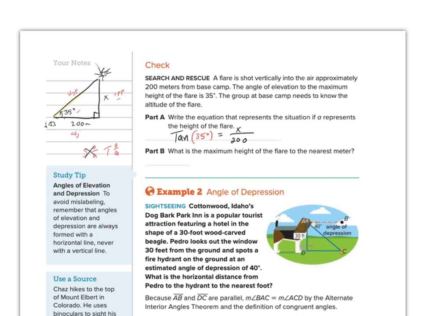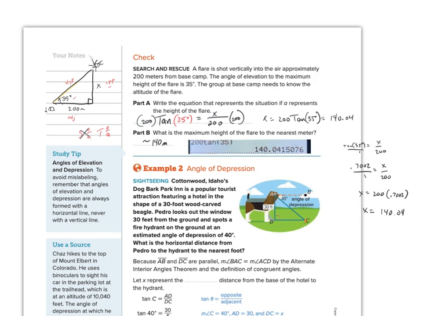So there you go. Now this might be a little bit easier. This is one of those where we don't have to move a lot of numbers. It says, what's the maximum height? Well, the maximum height is x. So if I multiply both sides by 200, I now know that x is equal to 200 times the tangent of 35 degrees. And plug that in the calculator. So plugging that in, again, 200 times the tangent of 35 is 140.04, and it does say round to the nearest meter, so the height is going to be approximately 140 meters.